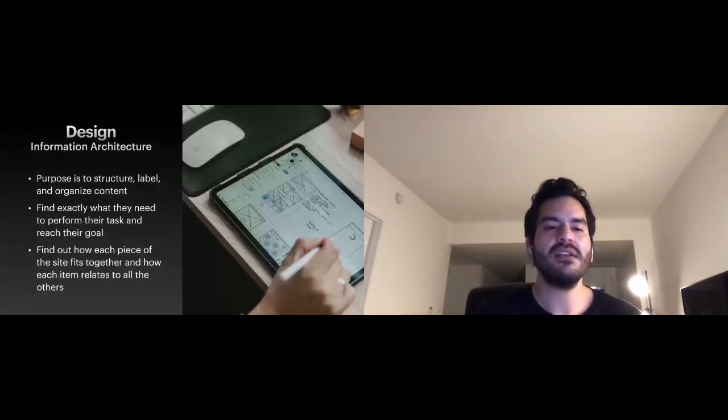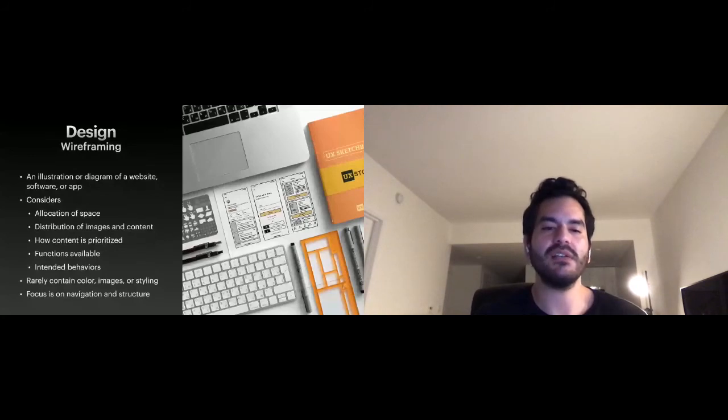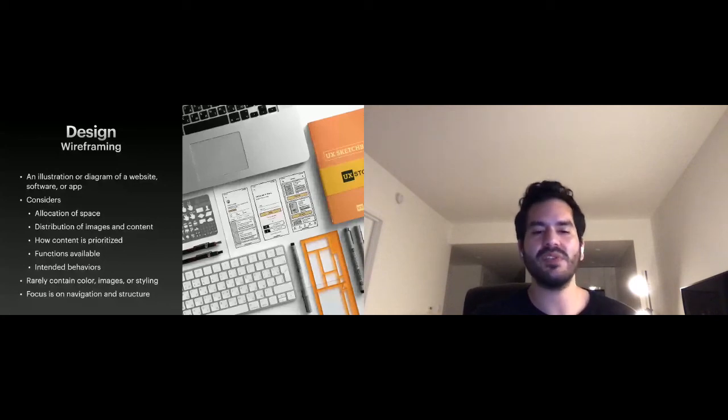Now for design, we have wireframing in UX design, which refers to an illustration or diagram of a website, software, or app. Pretty much what it looks at is the allocation of space on a page, the distribution of the images and the content, and also how the content is prioritized. I already spoke about this before in one of the examples, but make sure that you prioritize the action items that you have in your UI. Also, what functions are available to you and what kind of behavior is intended and accommodated for the user.